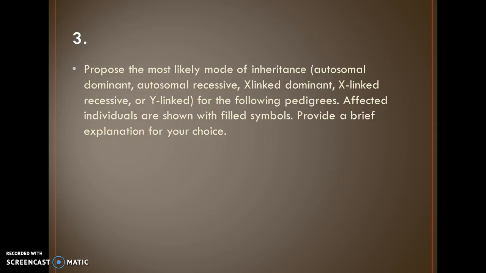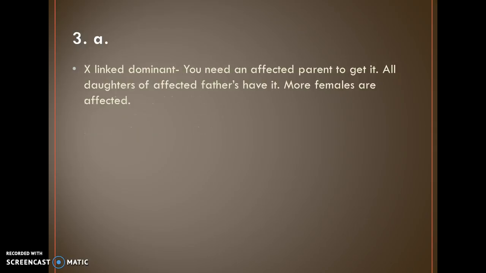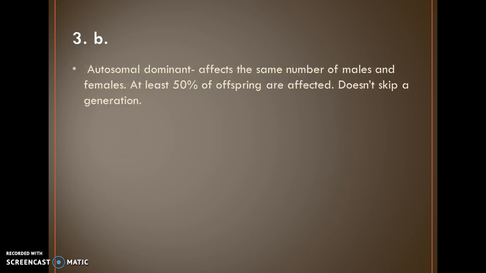or Y-linked. For the following pedigrees, affected individuals are shown with filled symbols. Provide a brief explanation for your choice. So we had pedigree charts, but I couldn't get them to work, so we're just going to have to imagine now. So for 3A, I said X-linked dominant, so you need an affected parent to get it. And all daughters of affected fathers have it, and more females are affected. 3B, autosomal dominant. Affects the same number of males and females. At least 50% of offspring are affected and doesn't skip a generation.